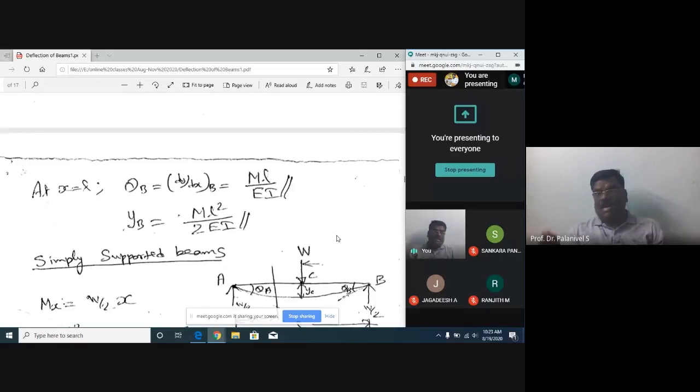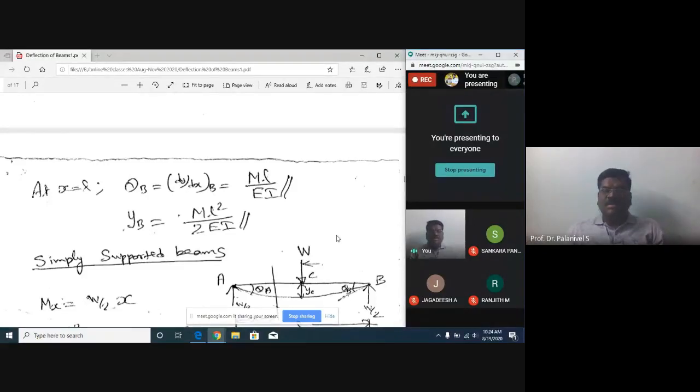Please remember, you have a cantilever beam subject to a couple at the free end. Is it clockwise or anti-clockwise? Clockwise means downward deflection. Anti-clockwise means upward deflection. That is the only difference. If the couple acts clockwise at the free end, the beam deflects downward. If the couple acts anti-clockwise at the free end, the beam will deflect upward. But the values are the same.